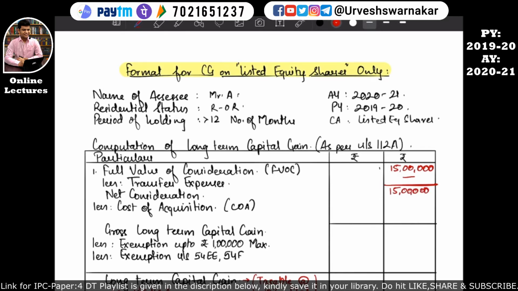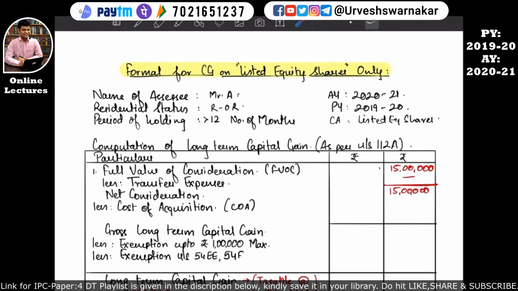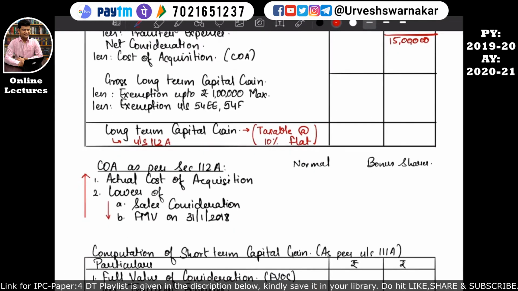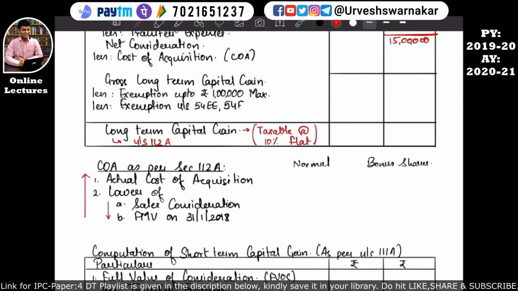Then we will reduce cost of acquisition. Since these are listed equity shares, the cost of acquisition will be calculated as per the formula given in section 112A. Over here also in the format book this formula is given. The actual cost, as given in the question, is 9 lakhs. We will mention it over here, 9 lakhs. And we will find out the lower of the sales consideration and the fair market value as on 31st January 2018. The sales consideration is equal to 15 lakhs. Now we have to find out the fair market value of this listed equity share as on 31st January 2018.